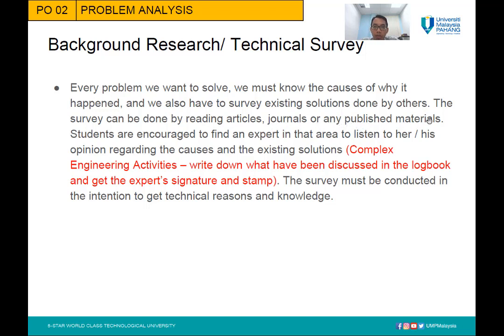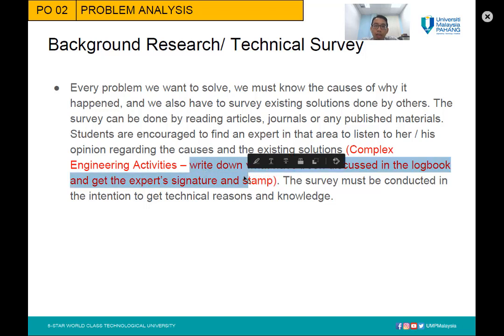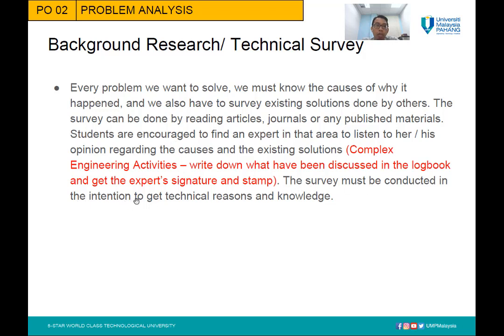So this one is googling lah. Okay, and also you are encouraged to find an expert in that area and listen to his or her opinion on what the cause is and what the existing solution is, based on his or her knowledge. Okay, so here you can also see some of the activities, and one of the activities is to write down what you have discussed in the logbook. Recording all your meetings and all your discussions is also one of the engineering activities. Okay, the survey must be conducted with the intention to get technical reasons and knowledge.